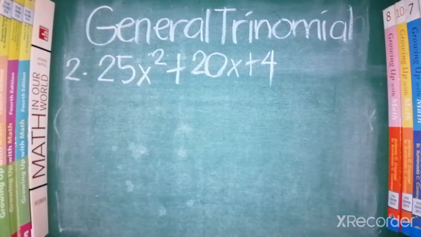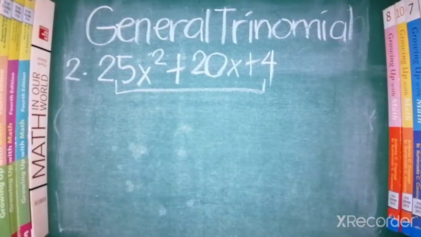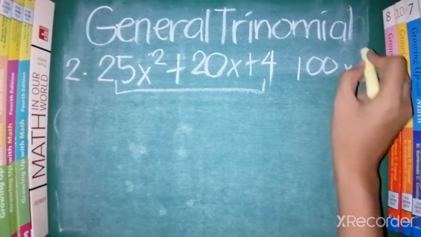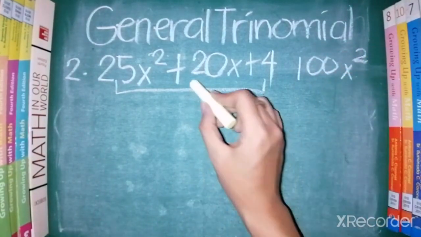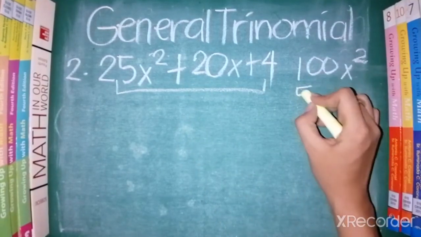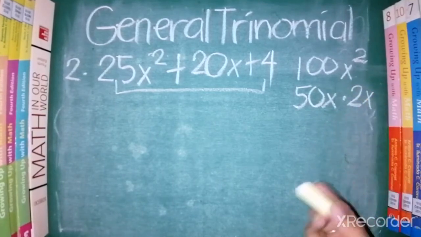Down to our last example for general trinomial, we have here 25x squared plus 20x plus 4. The same thing, we're going to multiply the first term and the last term. So 25x squared times 4, that is 100x squared. So we are going to factor 100x squared so that we can get the middle term. So it can be 50x times 2x, or 2x times 50x.